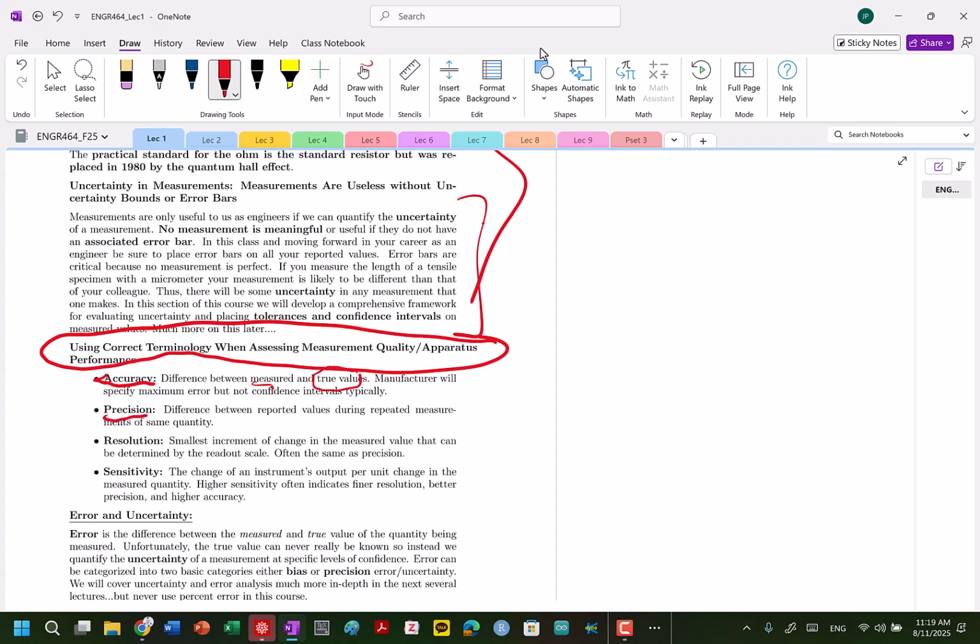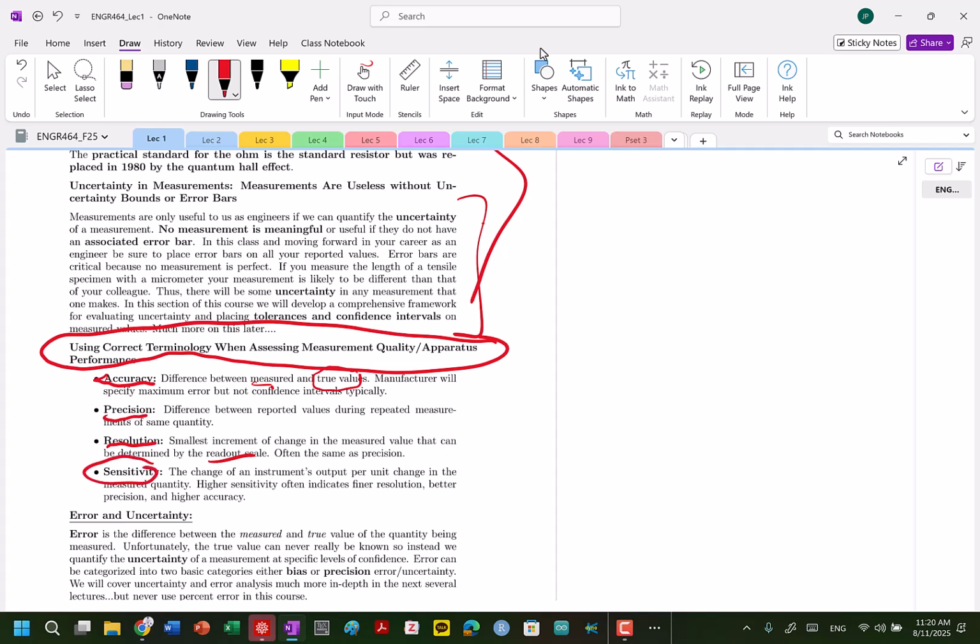Precision has nothing to do with accuracy. It's just the difference between the reported values during the same measurement. So if I'm able to measure something consistently, meaning I get 148.9 Kelvin, 148.8, 148.9, repeatedly measuring, and the difference between those values is very, very small, I have high precision. Resolution is related to your measurement apparatus, your tool. It's the smallest incremental change that you can measure by your readout scale. For example, a micrometer has a higher resolution than a yardstick because I can measure something on the order of micrometers. Yardstick, really a yard or half a yard, that order of magnitude.